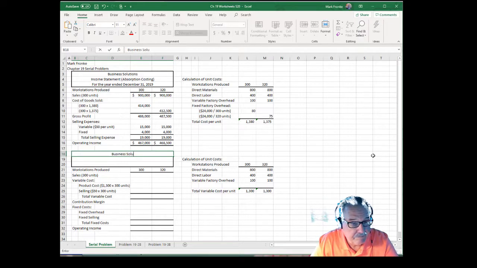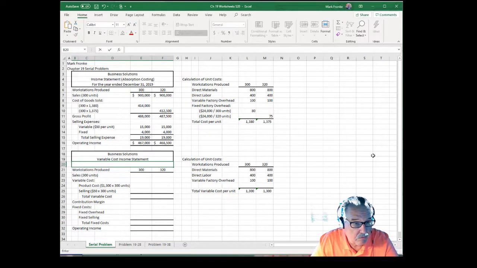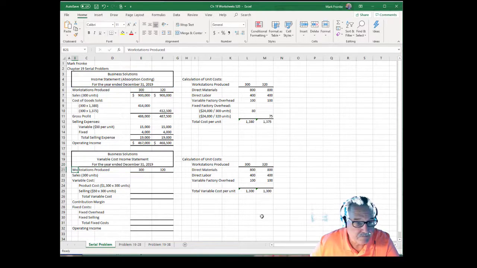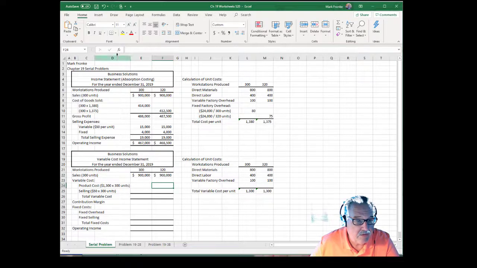So let's put the heading in, and we will label it as a variable cost income statement. Same thing for, I'll just link it to up above because it's not going to change. So sales, of course, is not going to change. We're still selling 300 units, which is $900,000 in sales.